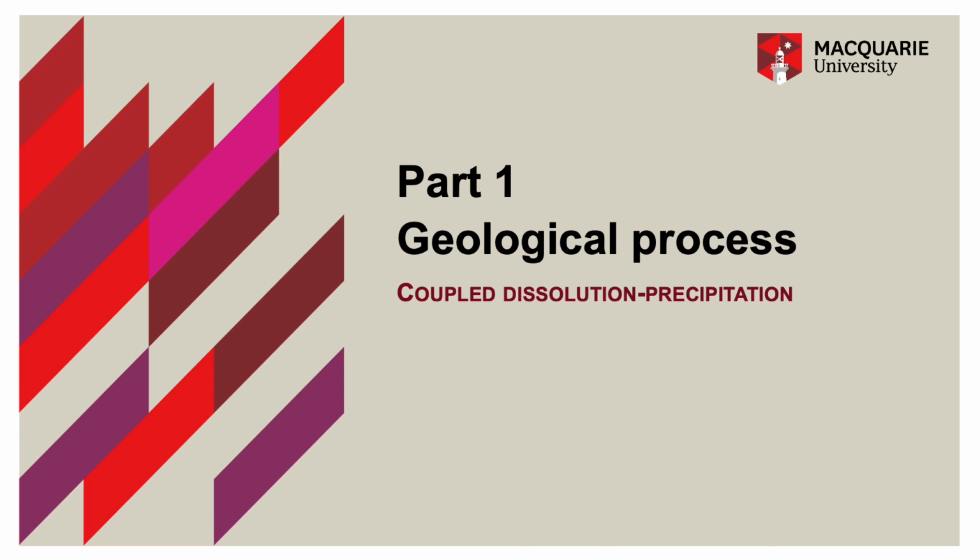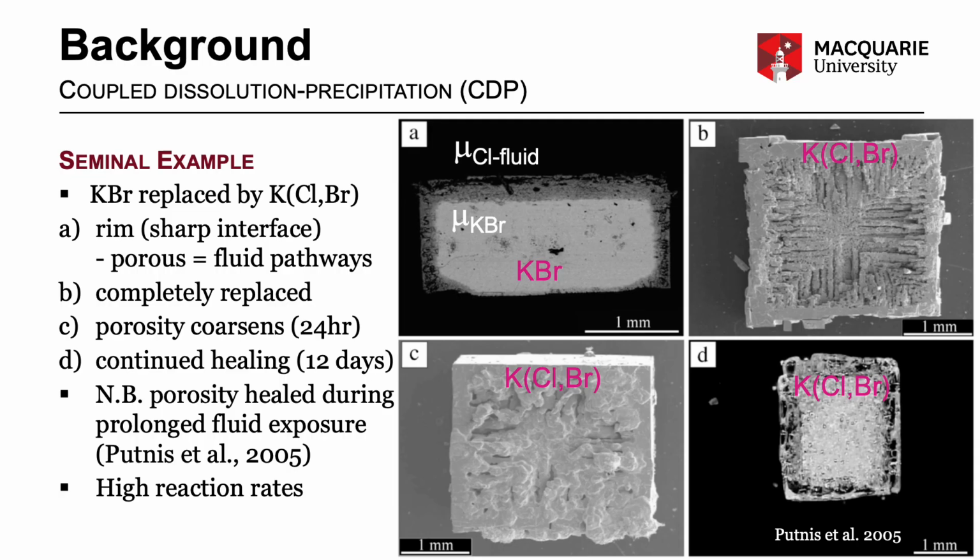The first part of the talk will focus on the geological process of coupled dissolution precipitation. In the classic experiments by Andrew Putnis, they placed potassium bromide crystals in a chlorine-rich fluid. In panel A, a rim develops that's porous. The porosity allows fluid pathways into the core of the crystal. In panel B, the crystal has been completely replaced by coupled dissolution precipitation.